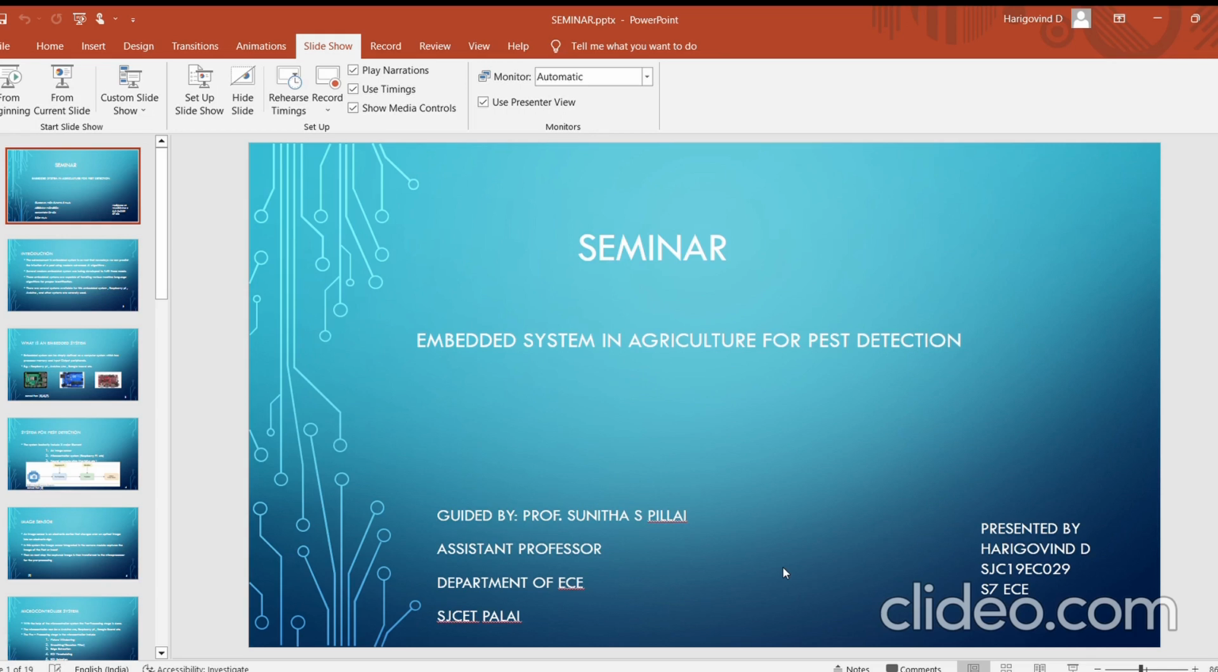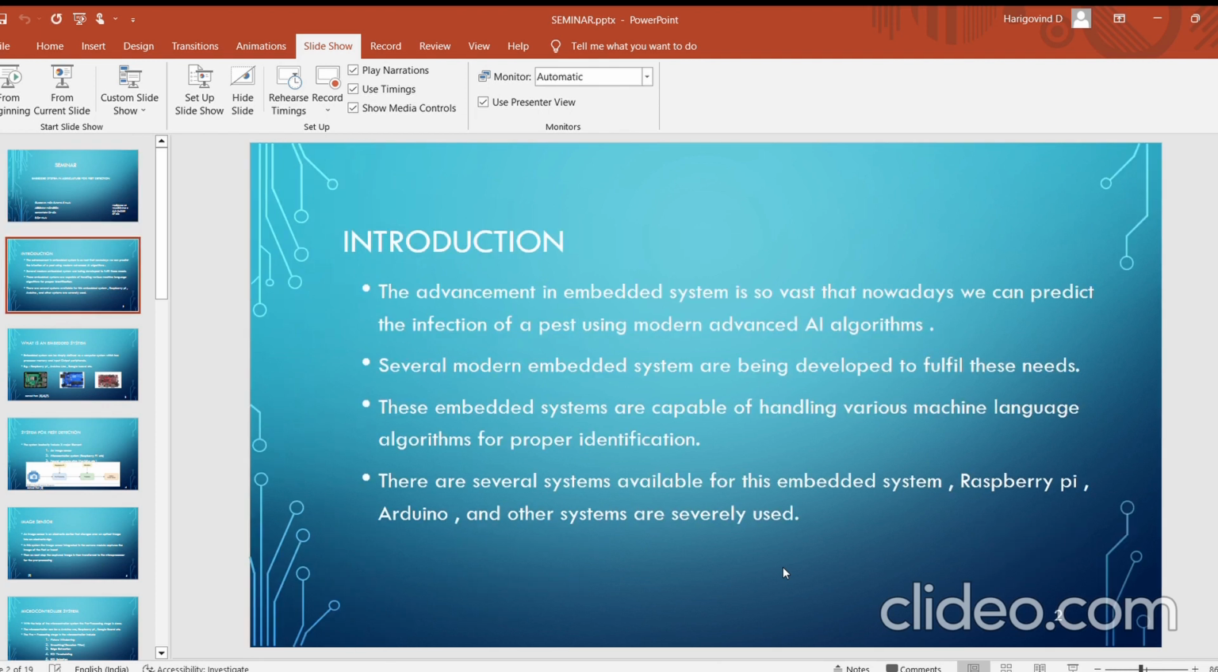So today I'll be discussing the importance of embedded systems in agriculture for pest detection. An embedded system is a computer system designed to perform specific tasks within a larger system. In a detection system, they are often used to automate the process of detecting and monitoring pests in agriculture fields and in other environments.